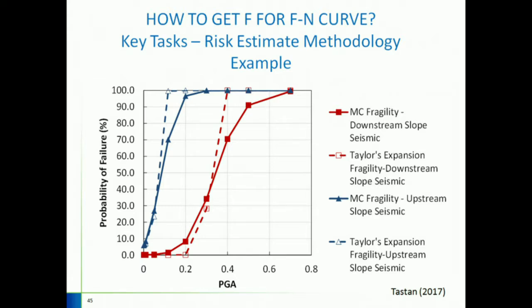Why is it important that they are close for practical purposes? Remember, Taylor expansion, we did it in a simple spreadsheet, and we ran 3 cases. In total, we ran 7 cases for 3 different properties. For Monte Carlo, we ran it 2,000 times. Why is it important?